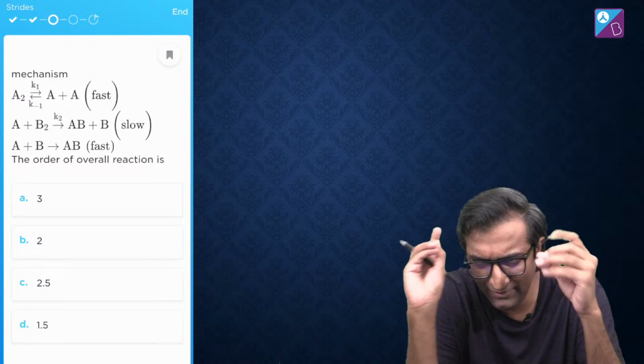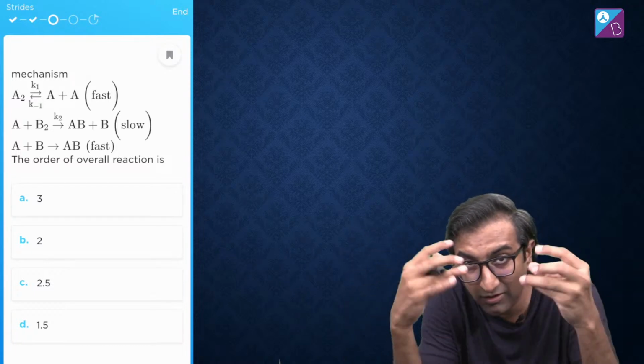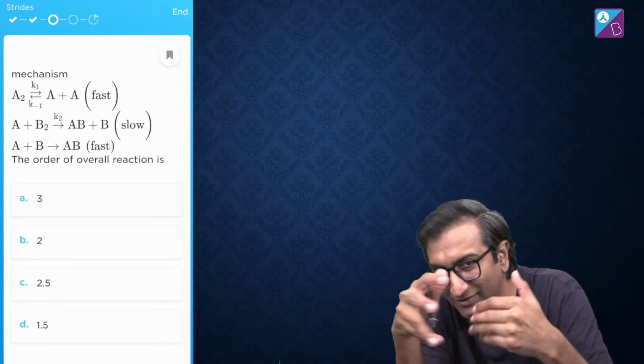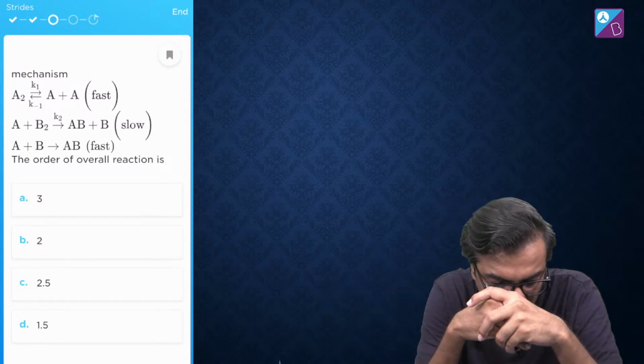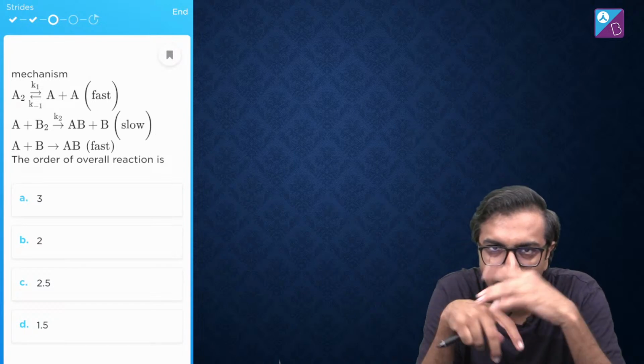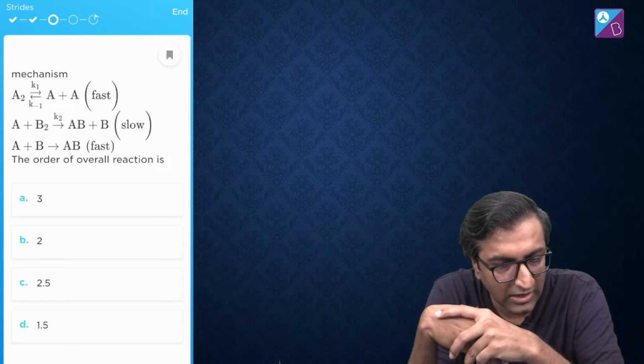Okay, we've got one fast step which is equilibrium, second slow step, third step is fast and goes to completion. What is the overall order of the reaction? How will you do it? Will you guess? Inky winky ponky. How do we start this question?